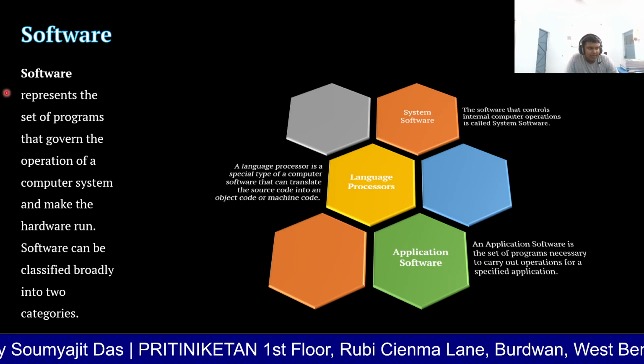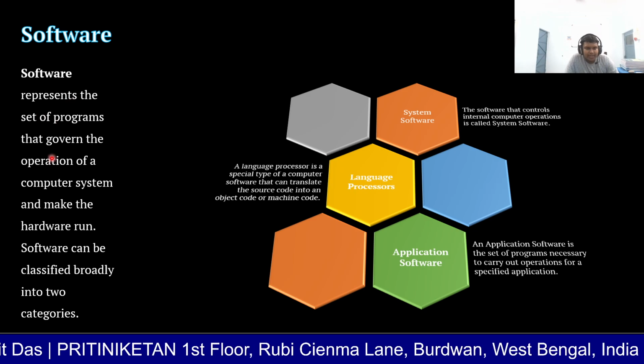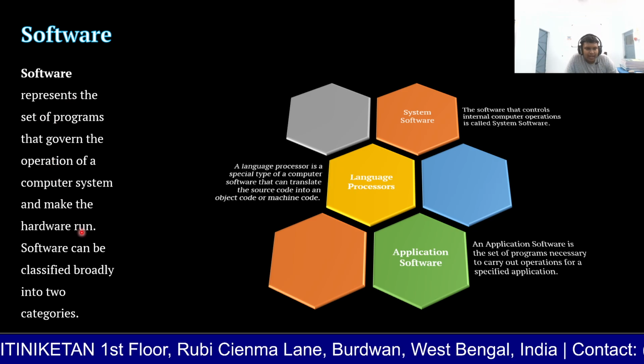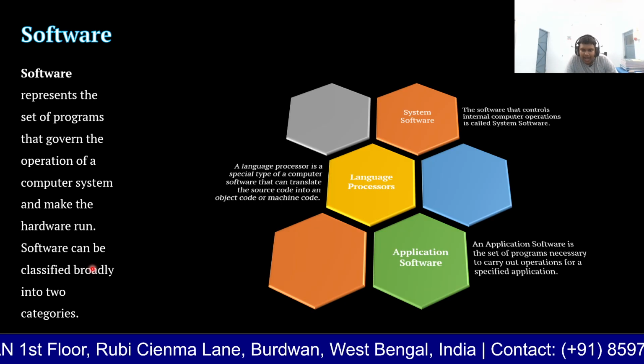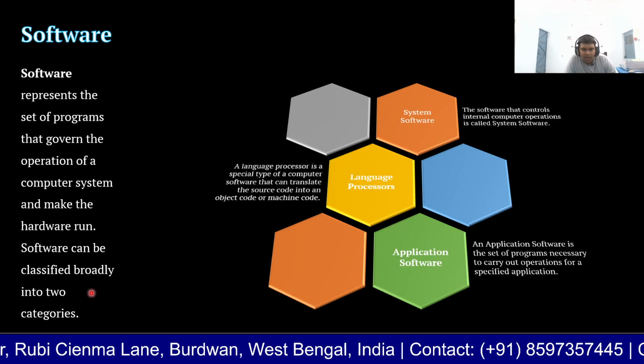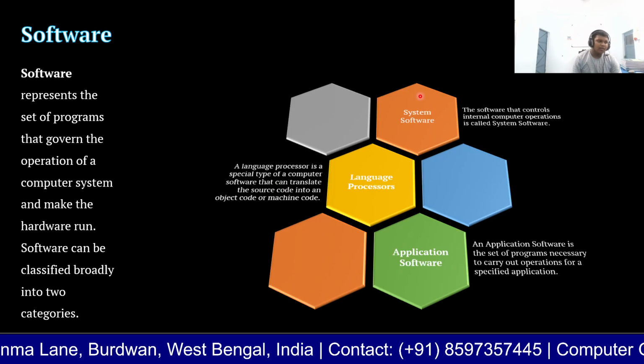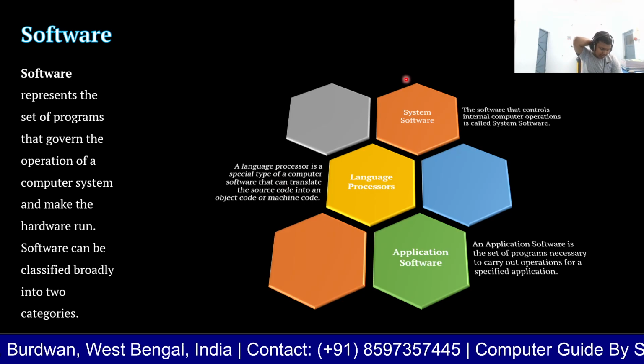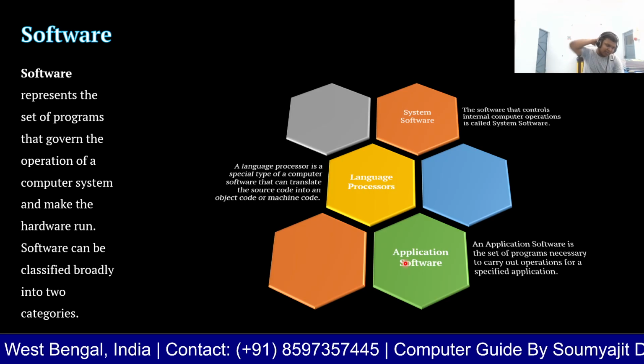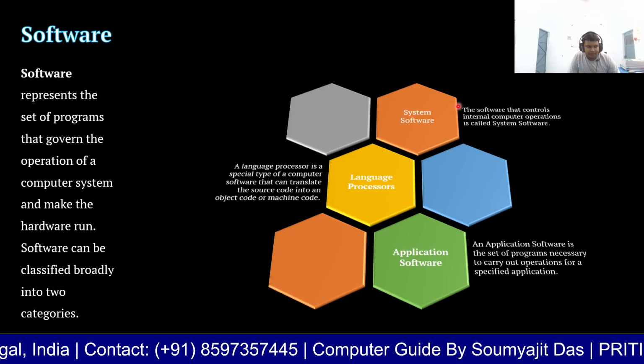Let's look at the software. The software represents a set of programs that govern the operation of a computer system and make the hardware run. Software can be classified broadly into categories: system software, language processor, and application software.